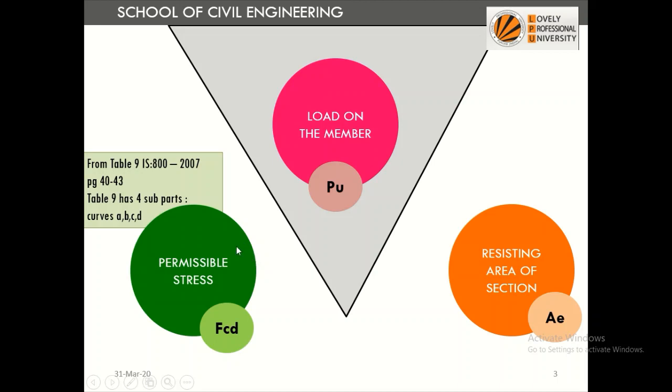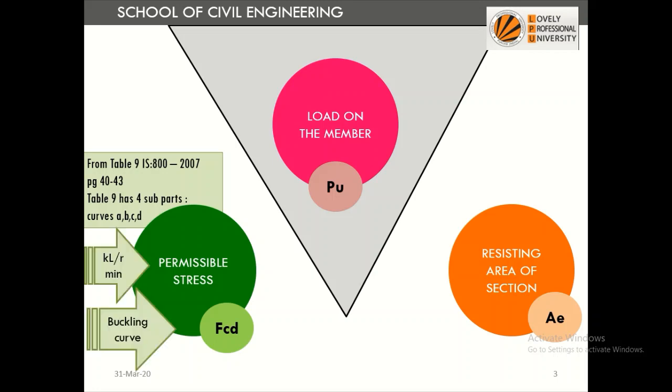Other geometry which we should know is the value of lambda, that is slenderness ratio, represented as KL by r minimum, right? So it is given in table number 9 from page 40 to 43. You can open this code IS 800 2007, page 40. There you will see that table 9 is there, and table 9 has 4 subparts: curve A, curve B, curve C and curve D. So first thing we should know is which curve we have to use. It is similar to section classification which we used to do for flexure member, but here we are doing buckling classification.